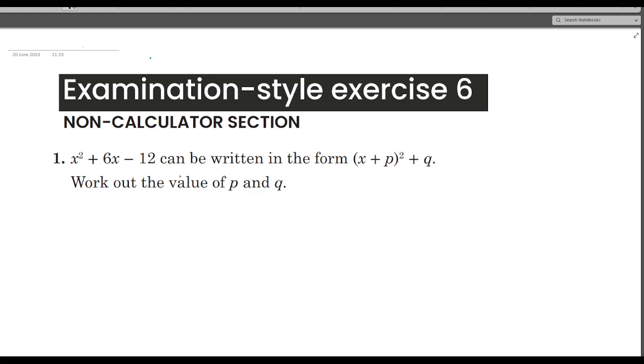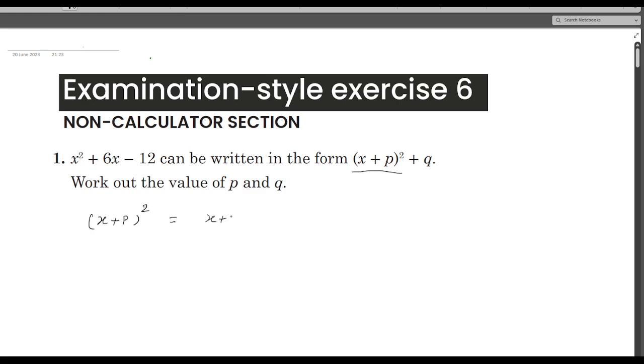Before we proceed, here I want to discuss one concept. Let us discuss the concept first and then we will solve this problem. Now you can see here it is written (x plus p) the whole square. So I will take this as an example. Now (x plus p) the whole square means I am multiplying x plus p with x plus p.